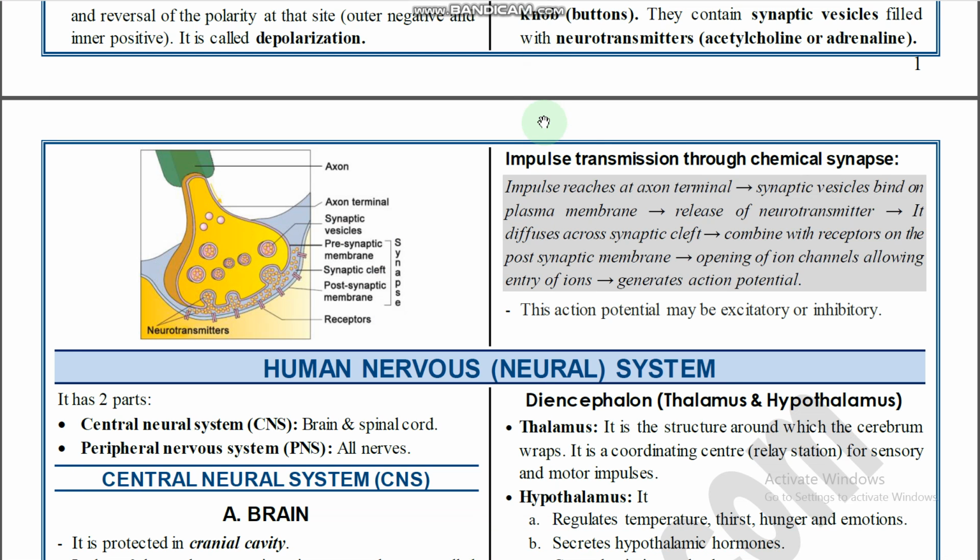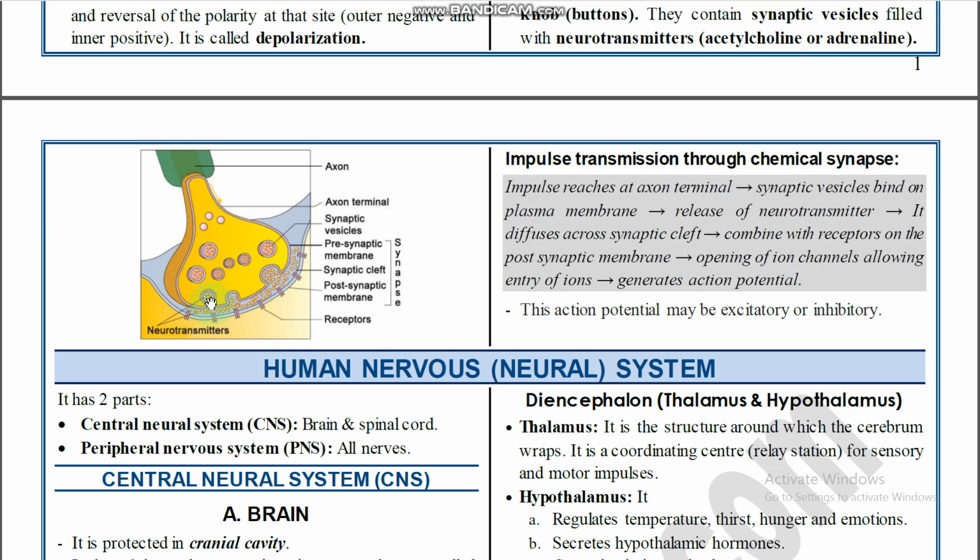Alright, impulse transmission through a chemical synapse. The impulse reaches the axon terminal and the synaptic vesicles bind to the plasma membrane. So there is release of neurotransmitters from the synaptic vesicles. It diffuses across the synaptic cleft.